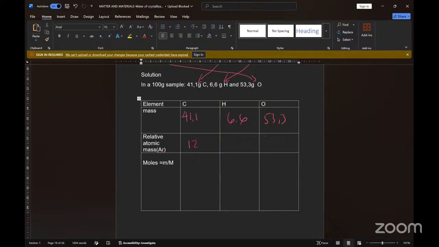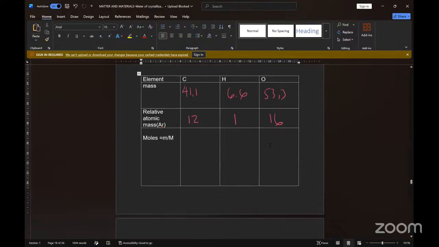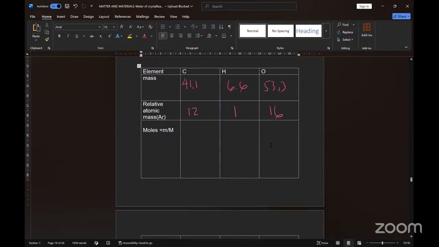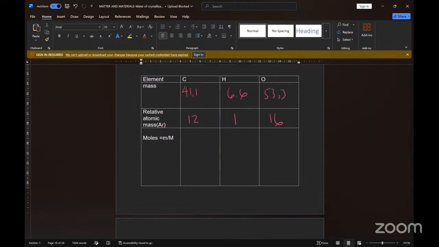Hydrogen is 1 and oxygen is 16. These values are not magical. Just get yourself a periodic table and look for the relative atomic masses. It will be given to you there. Then the next step is to calculate the number of moles. Number of moles, we did previously, is mass over molar mass. Remember, all these things are in mass. You can write your mass in grams. This is grams, grams, grams.